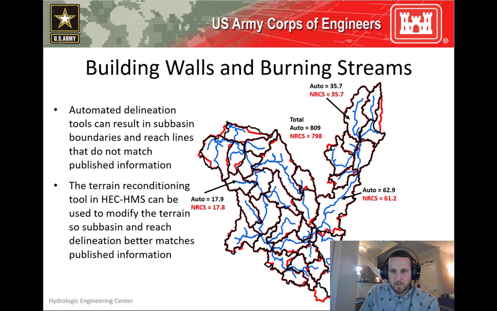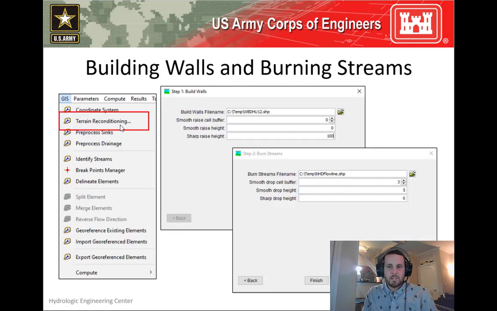Well, what you could do in this scenario is use the Terrain Reconditioner burn stream step, and you could input a shapefile that represents the stream network, and then you could specify a smooth buffer and gradually lower the cells that fall underneath or near the intersection of that stream network shapefile. And you would essentially be burning channel definition into your terrain dataset. The Terrain Reconditioning tool is part of the GIS workflow in HMS, but it is optional.